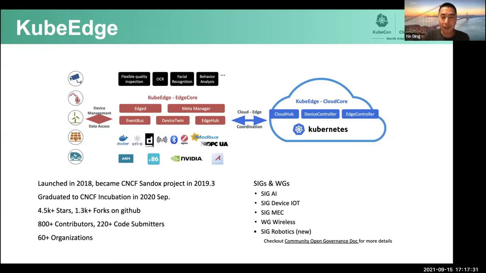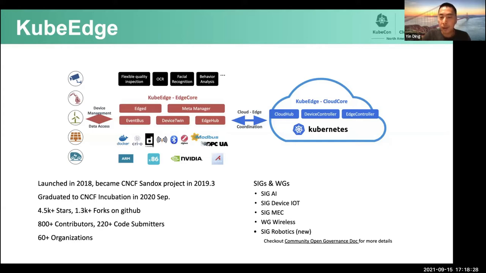For the details of the KubeEdge architecture, we will talk about them in the following slides. For this project itself, we launched it in 2018 and it became a CNCF sandbox project in March 2019. It graduated from the sandbox into CNCF incubation in September 2020. Since the launch until now, we already have more than 4,500 stars and 1,300 forks on GitHub. This includes more than 800 contributors and more than 220 code submitters. All these people are from more than 60,000 organizations.